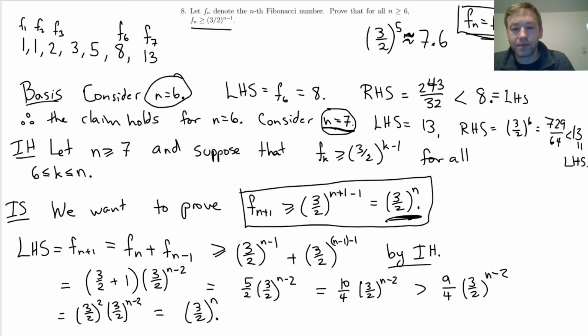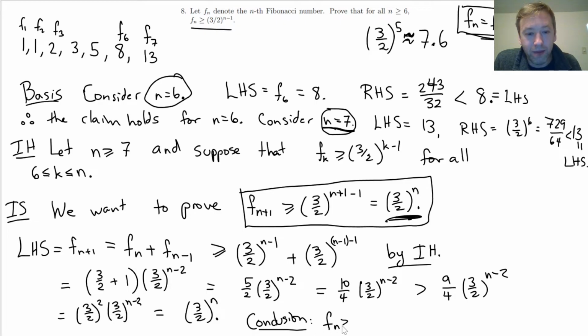Okay, so that does the inductive step, and then we have to remember the conclusion, which is just basically repeat what you've proved. So basically all we say is that f_n is at least (3/2)^(n-1) for all n at least 6. Okay.